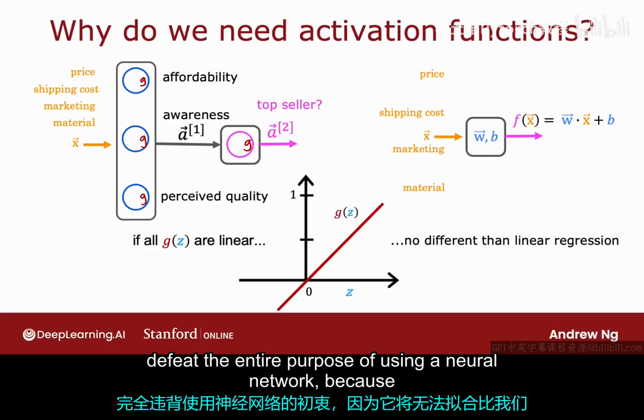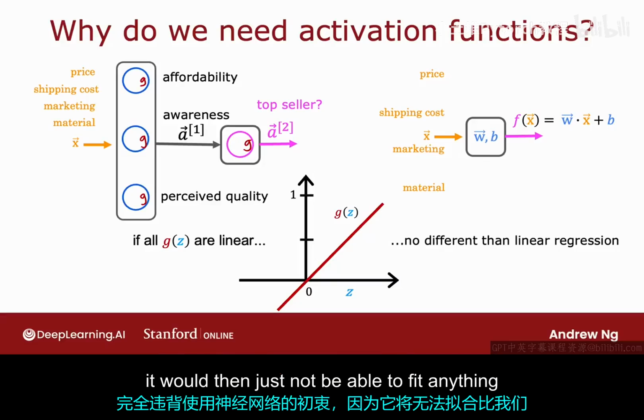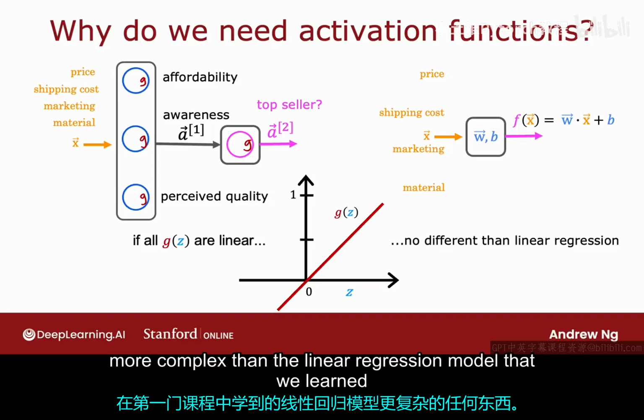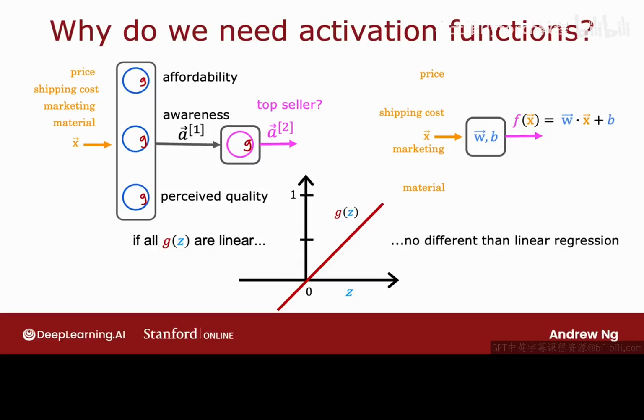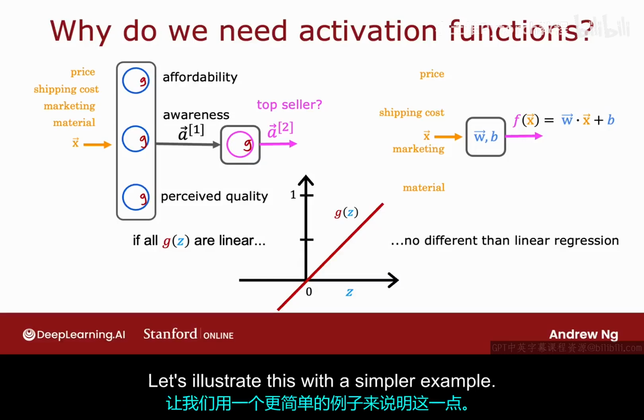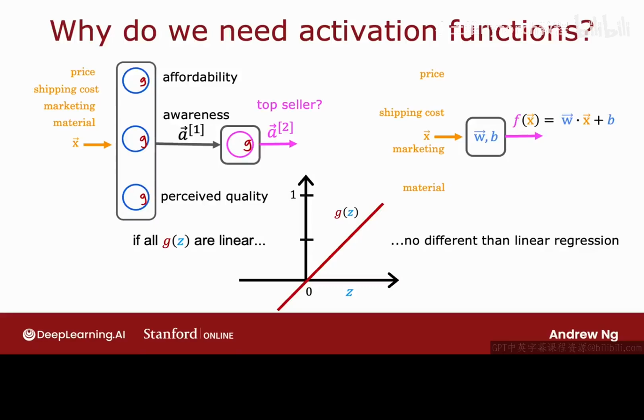And so this would defeat the entire purpose of using a neural network, because it would then just not be able to fit anything more complex than the linear regression model that we learned about in the first course. Let's illustrate this with a simpler example.